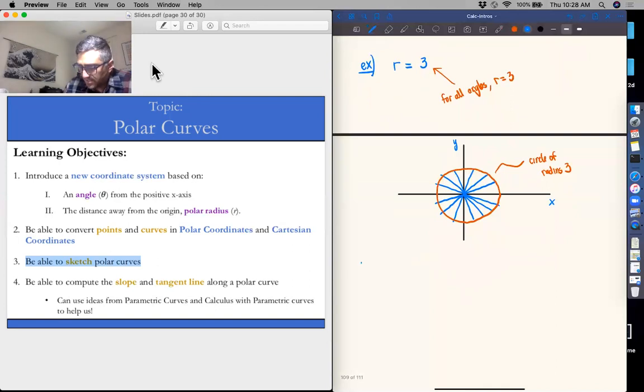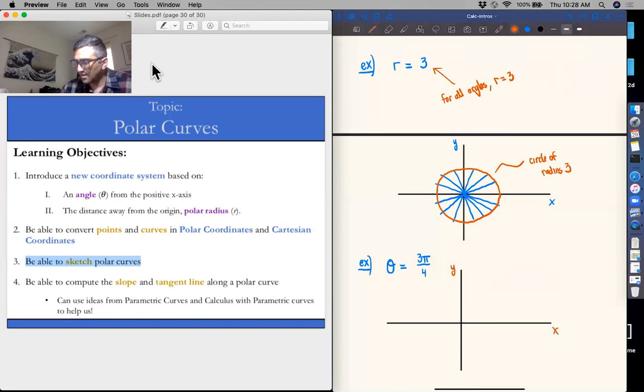Let's think about a slightly different case now. What if we don't even consider r? What if we just have, say, theta equals 3 pi over 4? So first, let's sketch our xy plane. Well, if theta is equal to 3 pi over 4, that's putting us in the second quadrant. And we're basically looking at some distance along that angle.